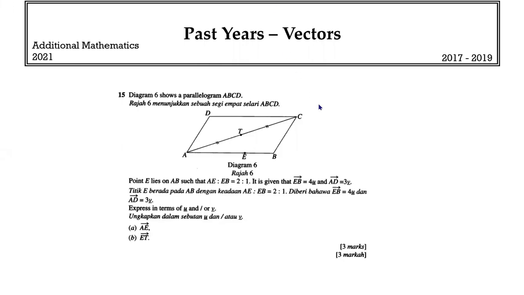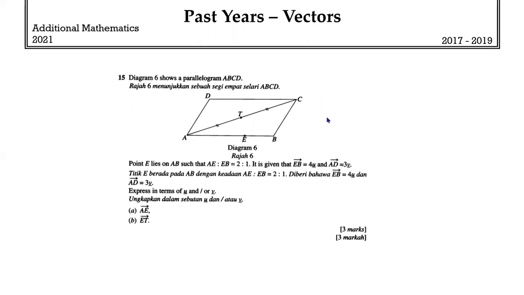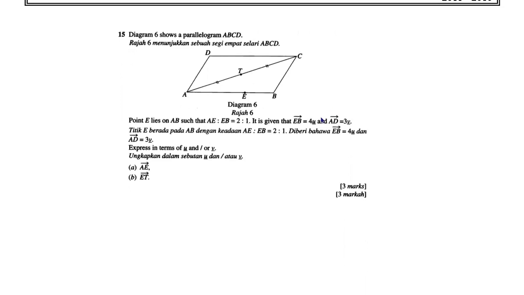Okay, this is 2019 paper one. So paper one, now let's look at the question, how to do this question. It's a 3 marks question. That means basically we spend 3 minutes on these questions.